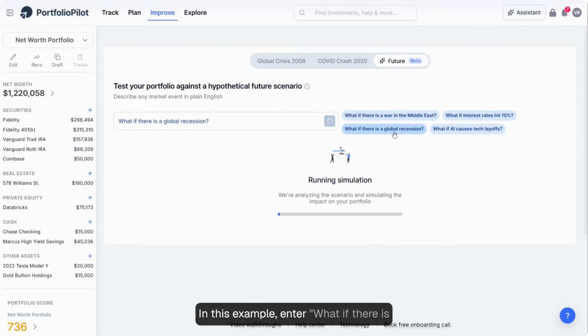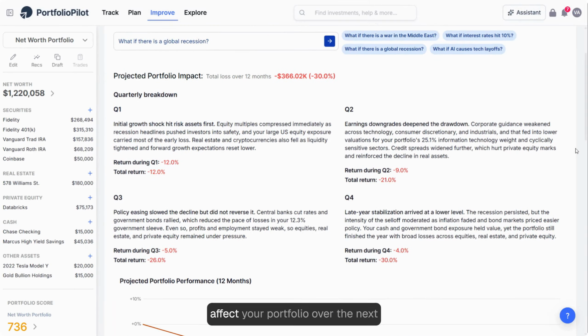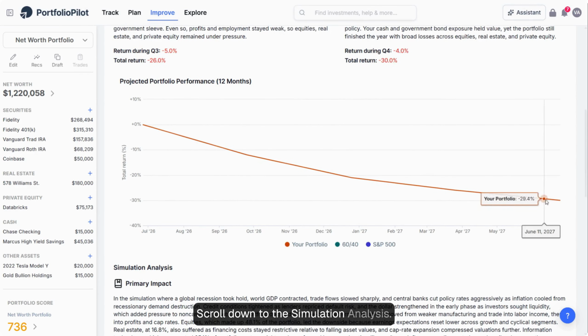In this example, enter "What if there is a global recession?" and submit it to run the simulation. Once it finishes, PortfolioPilot estimates how that scenario could affect your portfolio over the next 12 months and walks through how the impact may evolve quarter by quarter. Scroll down to the simulation analysis.